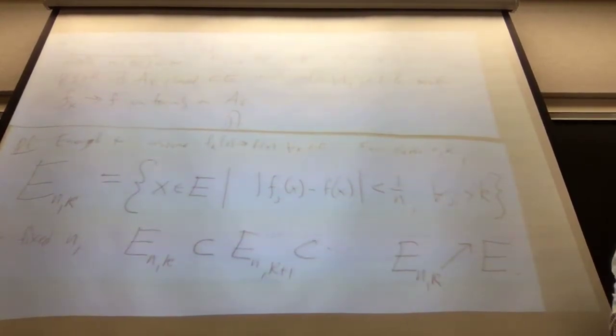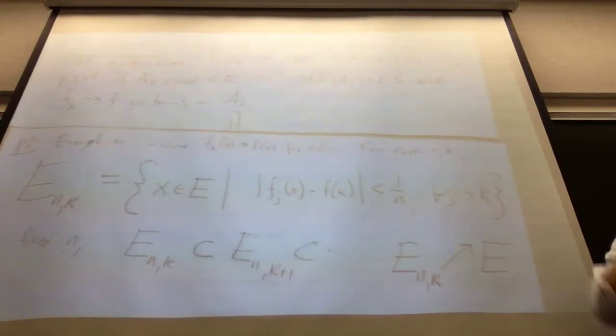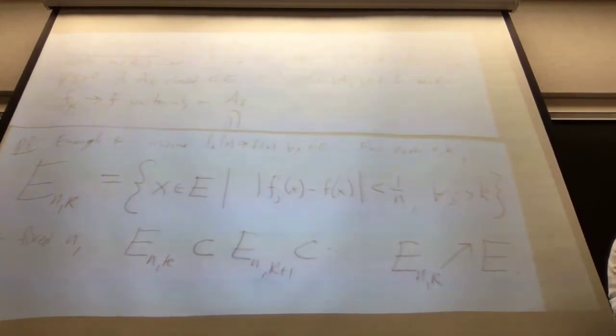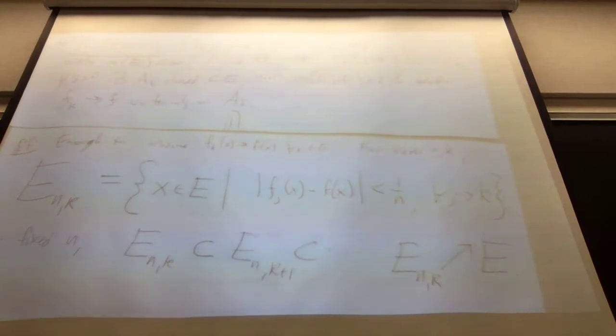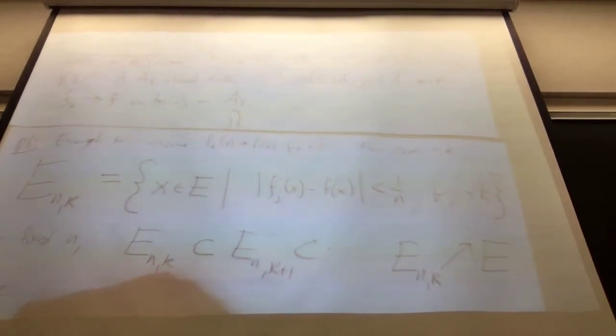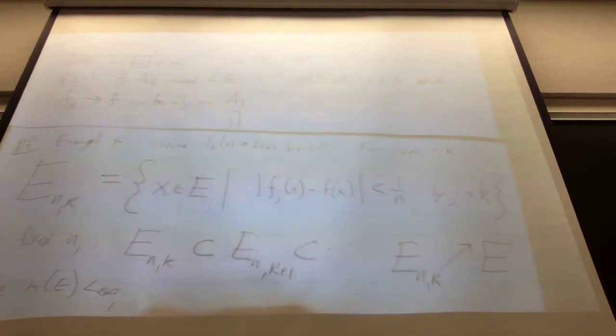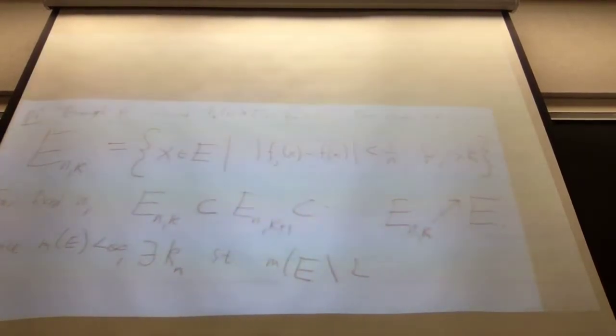If the measure of E is finite, we have an increasing sequence. That means we can chop it at some point and be within epsilon of the limiting measure. So let's write that out. Since the measure of E is finite, there exists, what do I want to call this, K_n, such that the difference of the measure from E to E_{n,K_n} is small. We want uniform convergence on some closed set of large measure.